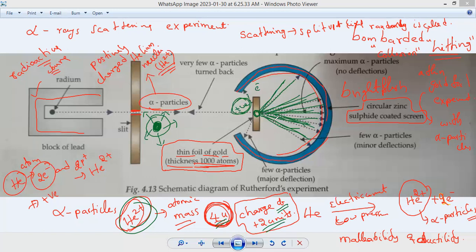So this is the alpha particle scattering experiment. I just explained how he did the experiment, and in tomorrow's class we will study his observations, and the conclusions derived by Rutherford, and what the Rutherford atomic model is, and what the limitations of the Rutherford atomic model are.